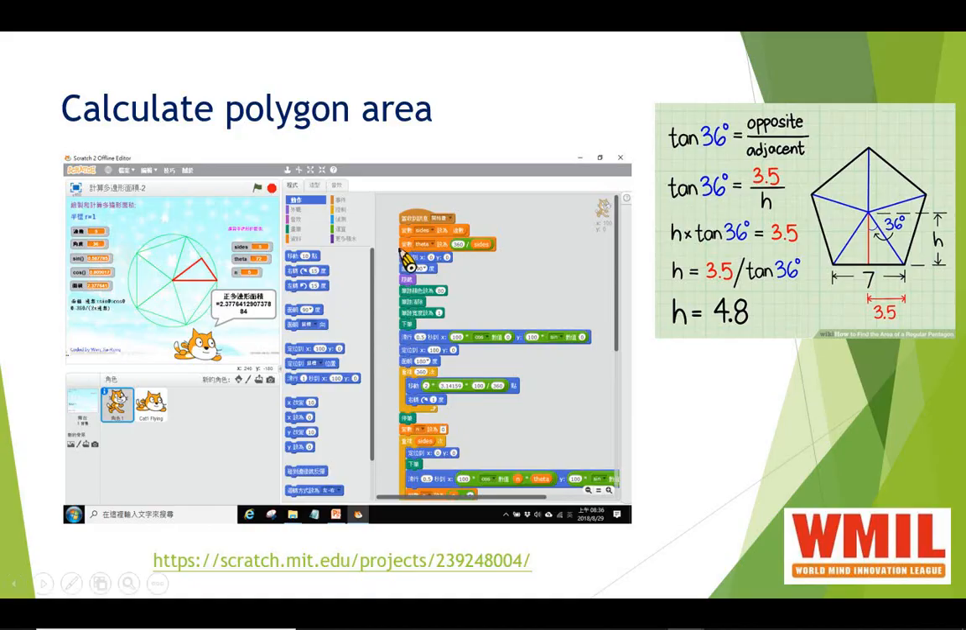We do use Scratch to solve this kind of question. You can see there is an equation on the upper part of the right hand side. And in the graphic, you can see that the area of the pentagon is 10 times the triangle in red color. So for this kind of question you can use Scratch to find the answer for polygon area.